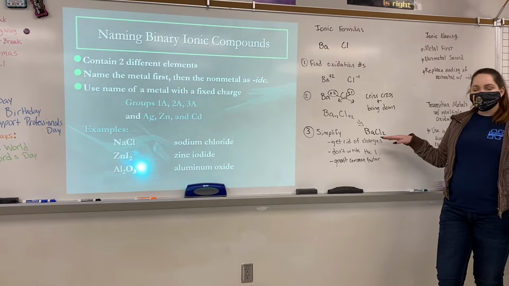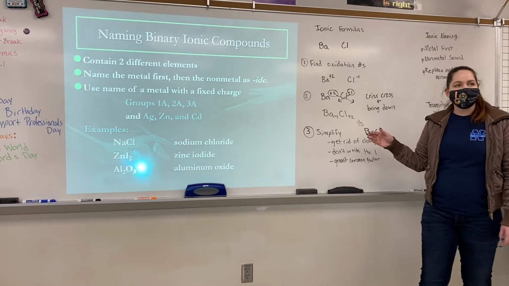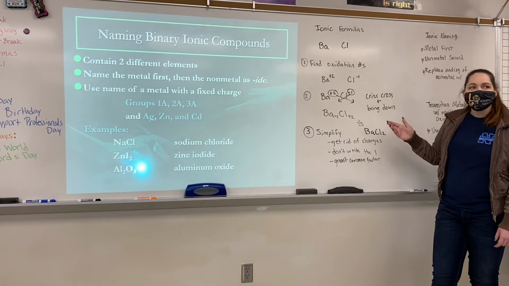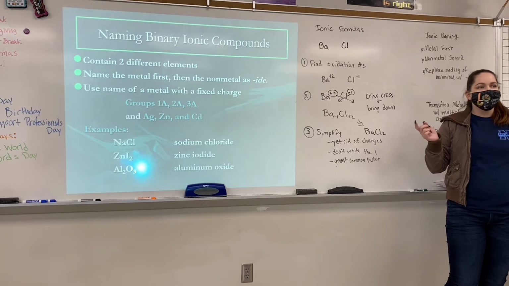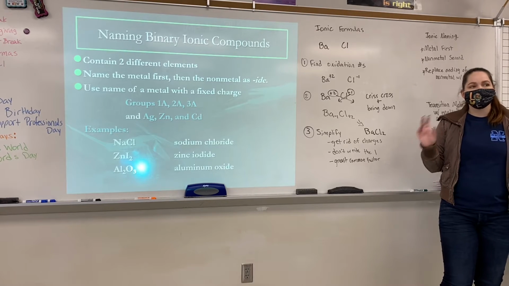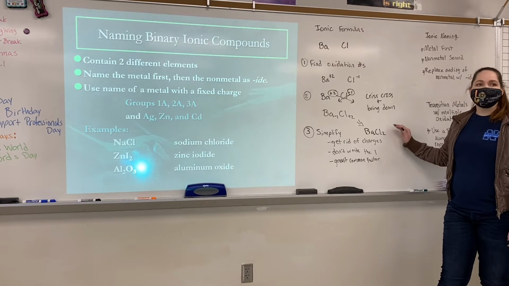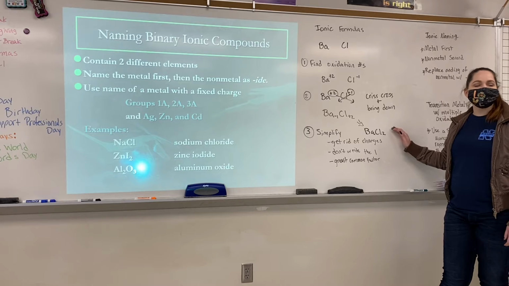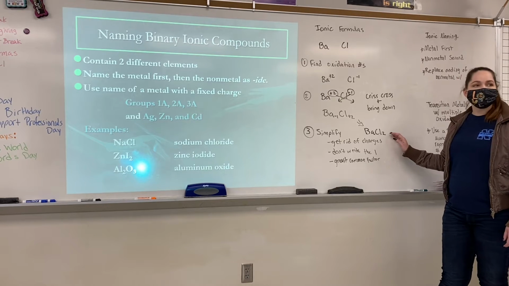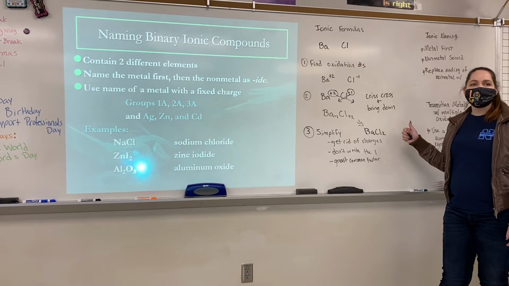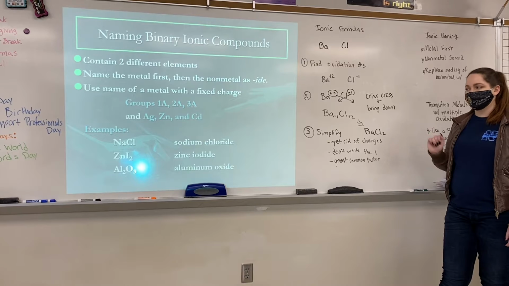If you had Ba2Cl2, you could further simplify that into BaCl. So if you have a 2 and a 2, you can simplify that to 1 and 1. If it's 2 and 4, you can simplify that to 1 and 2. So you need to make sure that at the end of the day, your formula is in the simplest form. Okay, so your numbers are the smallest numbers they can be. You don't have any number ones and you don't have any charges. So that's what we did yesterday.